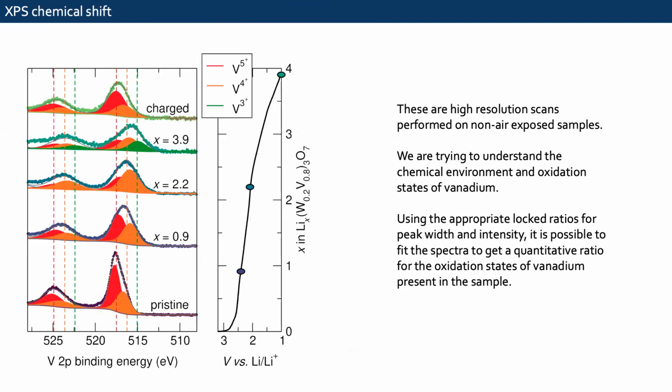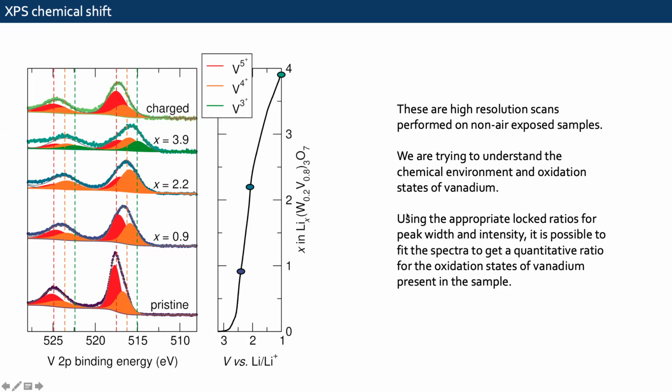And this is an example then of going more high resolution and getting the vanadium 2p binding energy. And these are high resolution scans that were performed on those non-air exposed samples. So that special sample holder that I showed before. We're starting out with 0 lithium and we're inserting 4. How does the chemical environment and the oxidation state of vanadium change as you insert lithium?